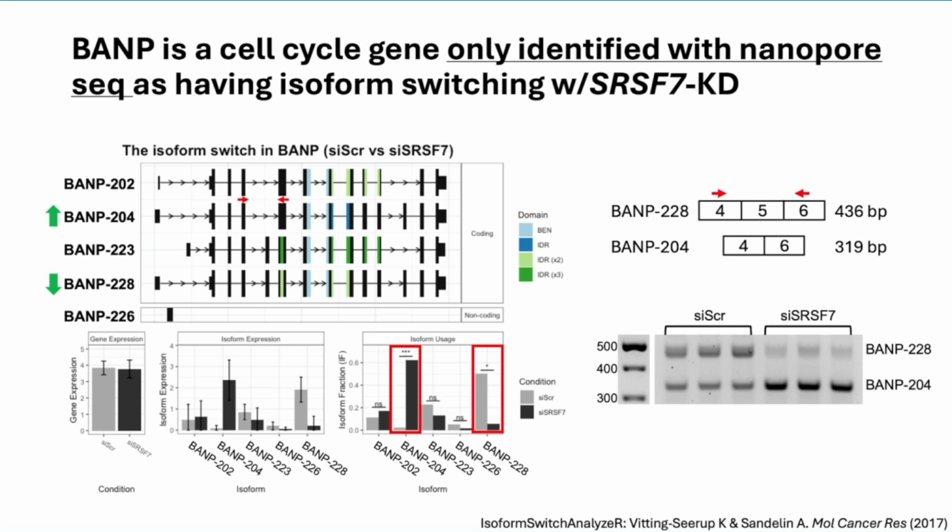And so as you can imagine, one way we can also test the function of this, since this is a cell cycle gene, is to target this individual transcript and see if it would have effects on cell proliferation. And this is something we want to do with not just this gene, but many others for future studies.